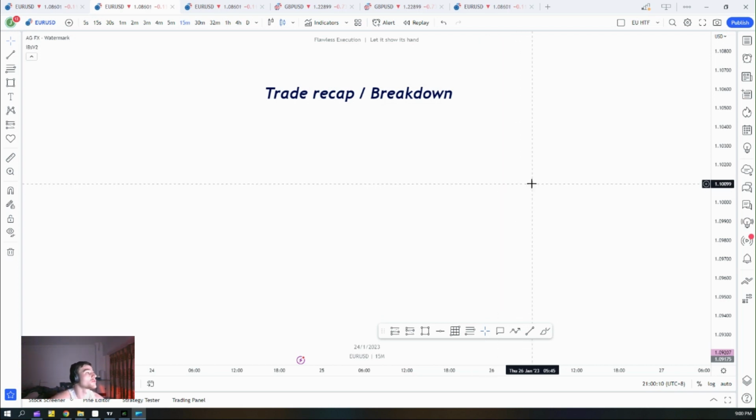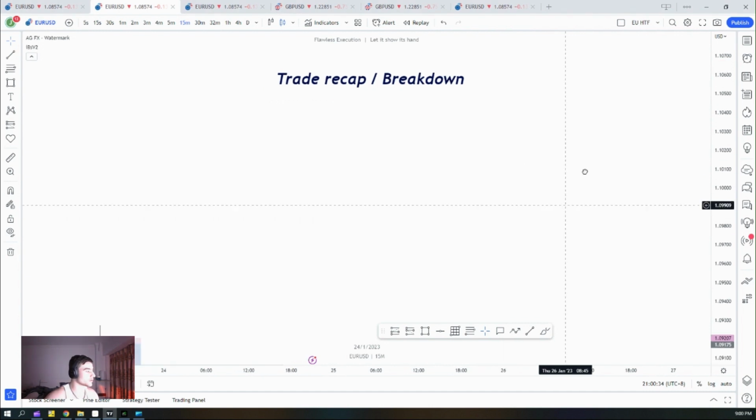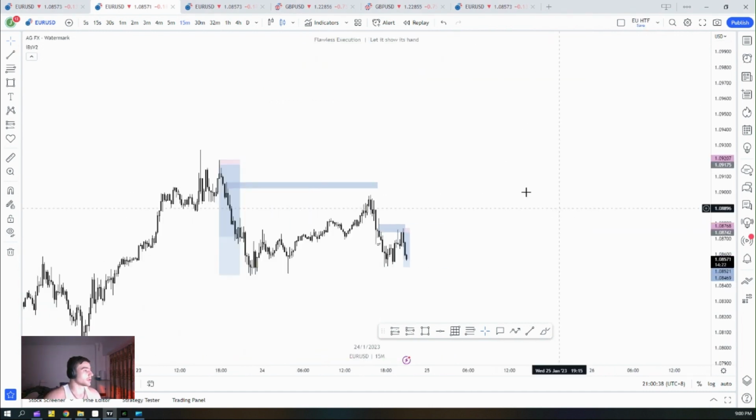Today I'm just going to be doing a nice little trade recap, a trade breakdown of a couple of positions I am in at the moment, and why I took these trades and everything. You can see the positions I have running on my MT4 there. So we are in the trades. Now, these are trades on Euro USD that I'm going to be going over.